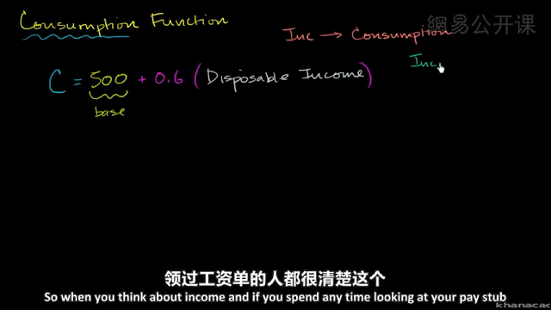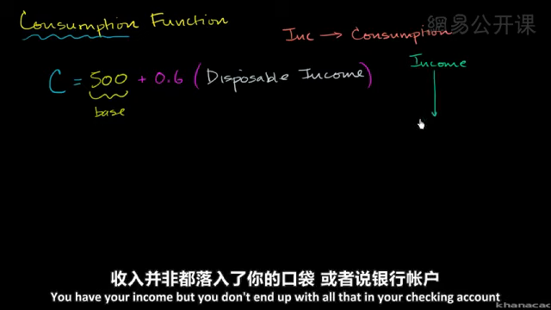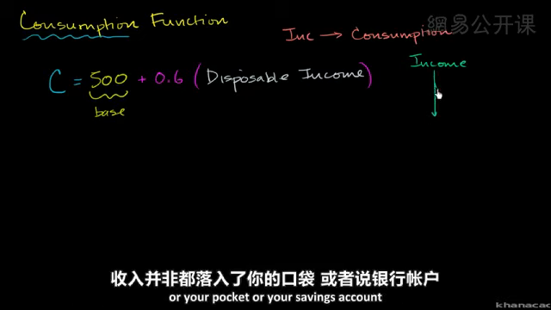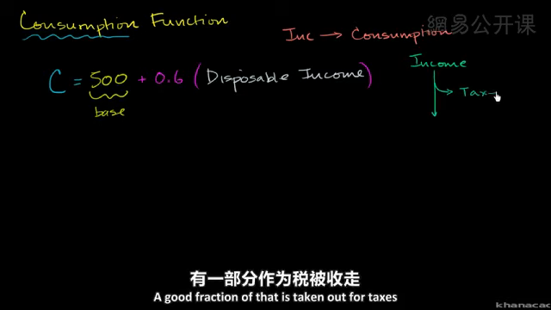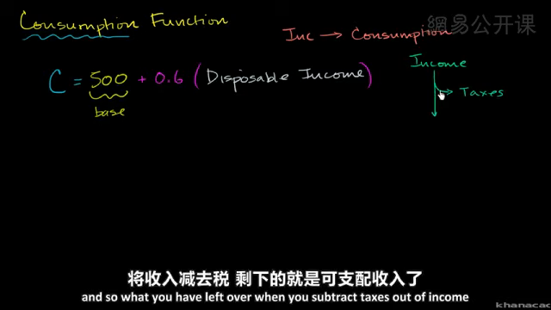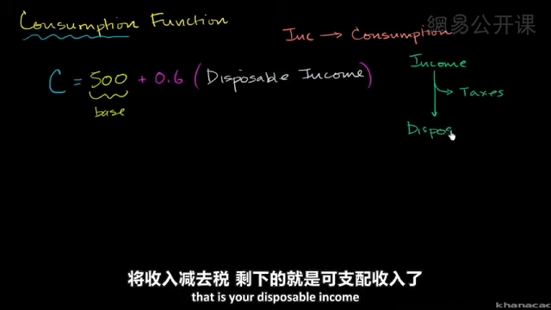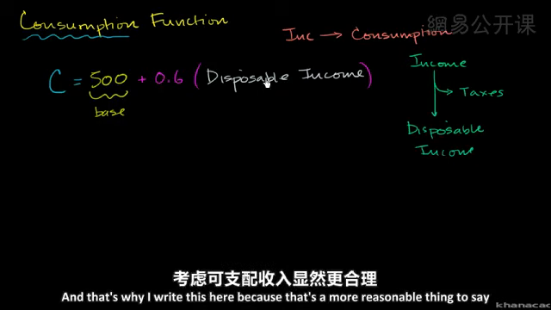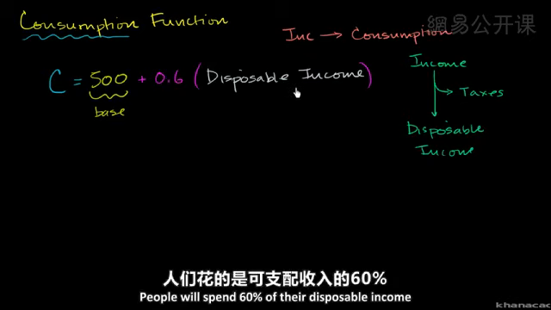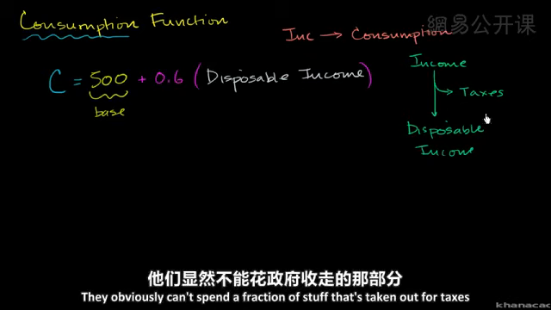So when you think about income, and if you spend any time looking at your pay stub, this will become familiar to you. You have your income, but you don't end up with all of that in your checking account or your pocket or your savings account. A good fraction of that is taken out for taxes. And so what you have left over when you subtract taxes out of income, that is your disposable income. And that's why I write this here, because that's actually a more reasonable thing to say. People will spend 60% of their disposable income. They obviously can't spend a fraction of stuff that they don't have, the stuff that's taken out for taxes.